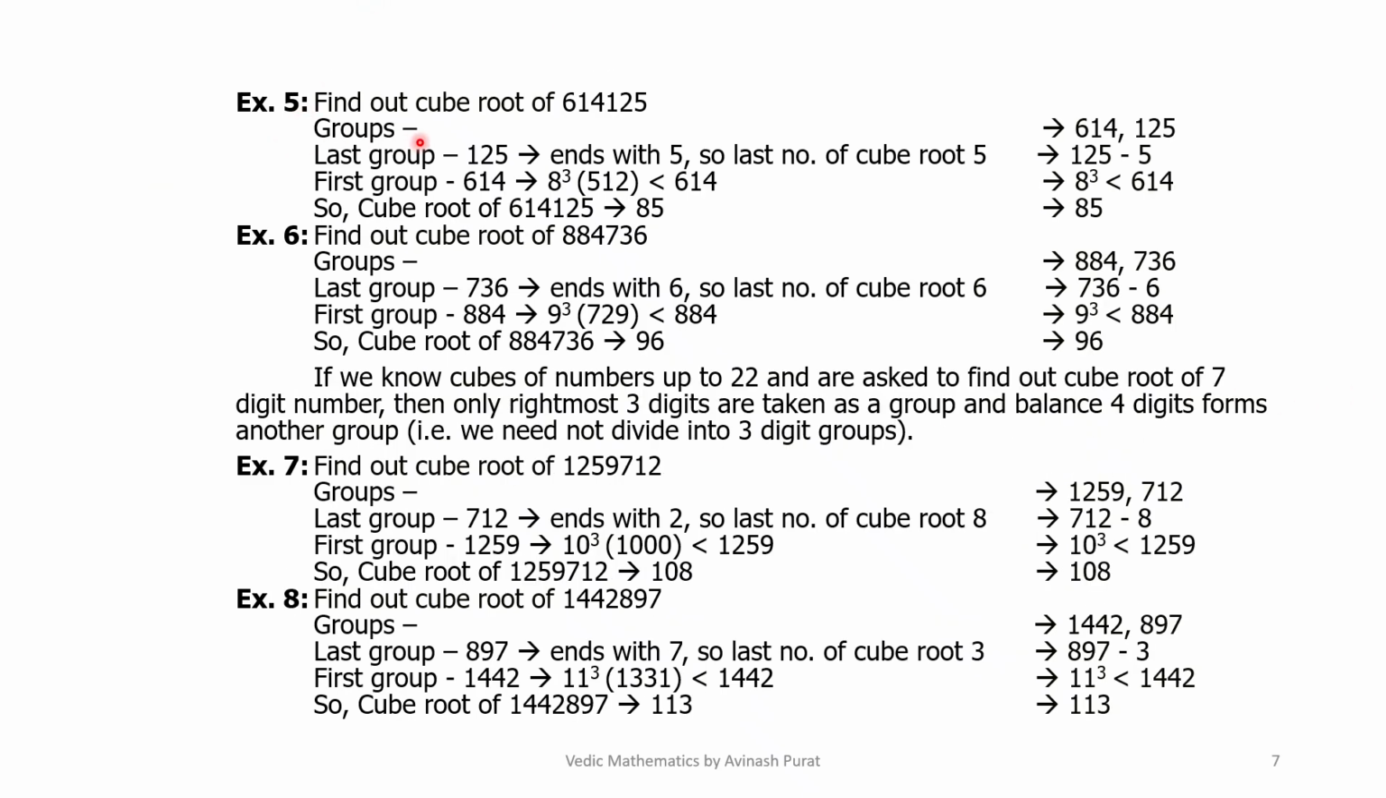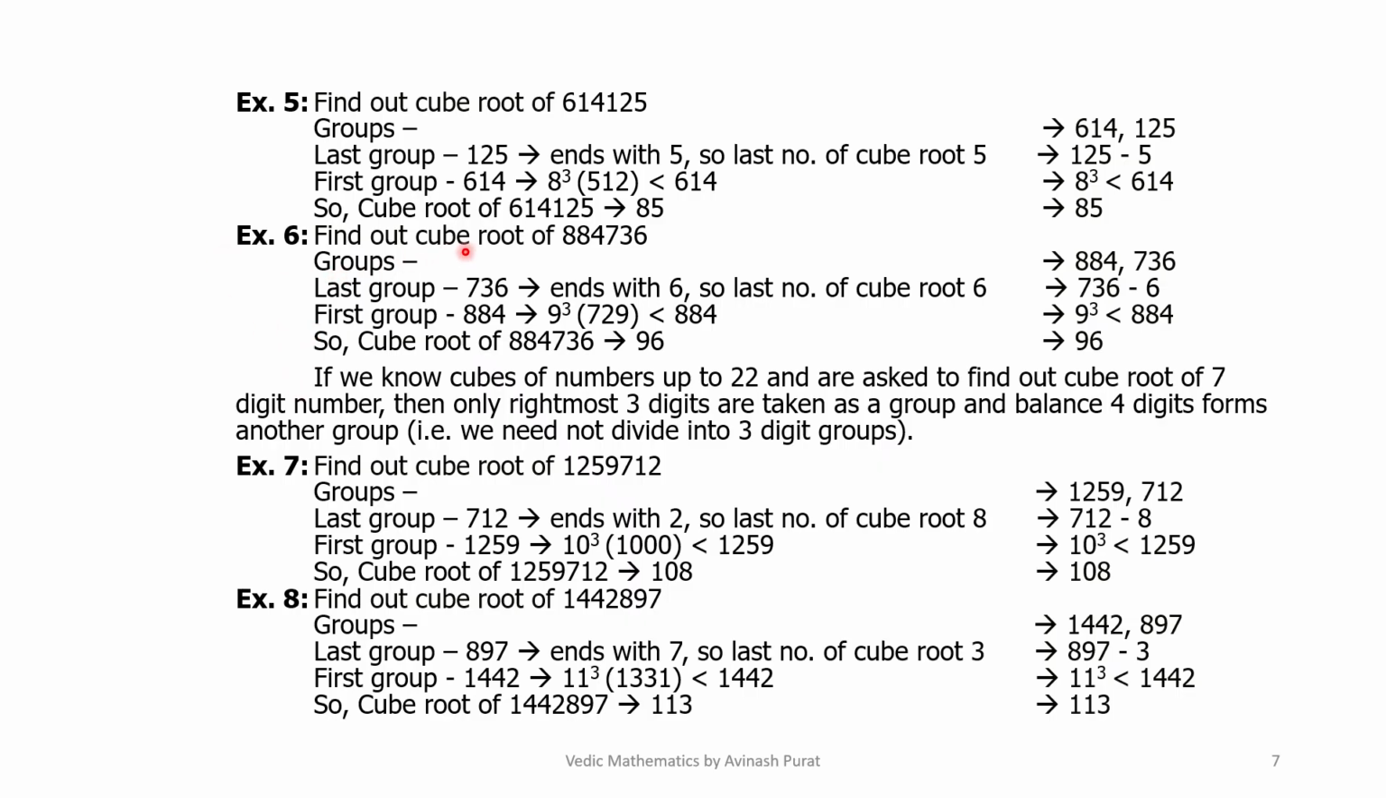Example 5. Find out cube root of 614125. Groups are 614 and 125. Last group is 125, ends with 5, so last number of cube root is 5. First group 614: highest cube below 614 is 512, 8 cube. So 8 cube is less than 614. Cube root of 614125 is 85. 8 and 5, 85.